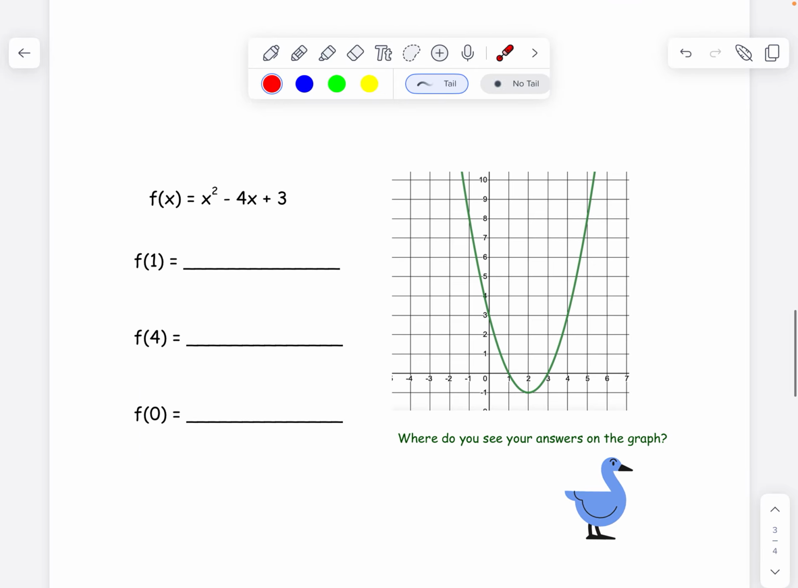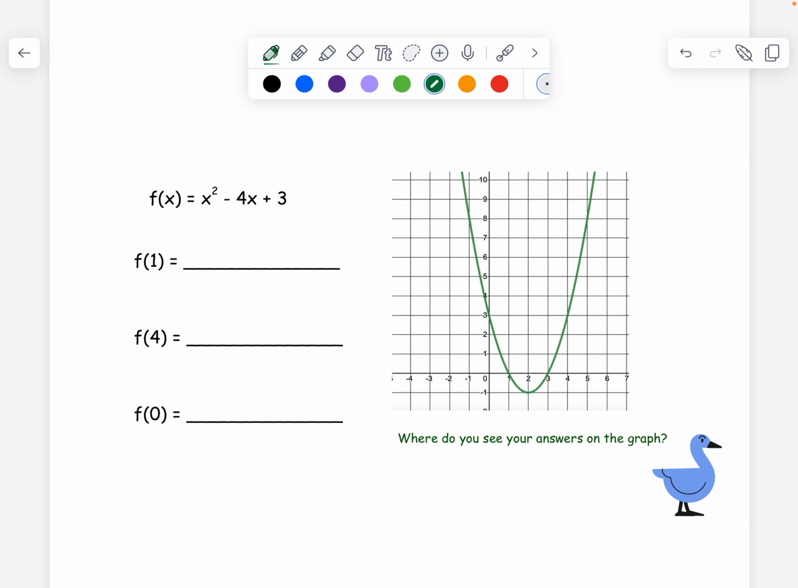Now we'll do it again. This is simply a quadratic equation because it has an x squared. It makes this parabola, and you could do it on Desmos. Let me plug in the 1. You simply have to plug it into both x's in the function. So it's 1 squared minus 4 times 1 plus 3. Let's see, 1 squared is 1. 1 minus 4 times 1 is 4, plus 3. 1 minus 4 plus 3, I believe that is 0.